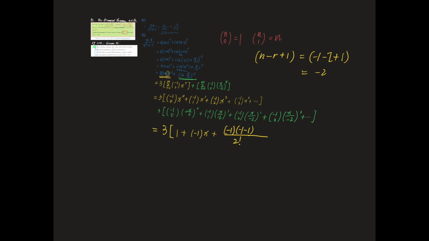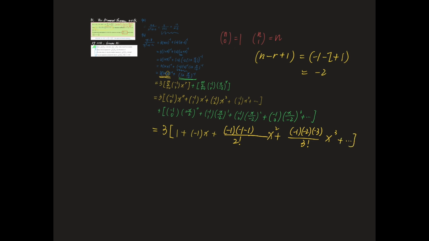Okay, and then the same thing for the next one. So you can do it by yourself. Just do it quickly here. So the next one becomes, oops, this one I need to times x to the power 2. So don't forget that. So -1 choose 3 becomes -1 times -2 times -3 and divide by 3 factorial and x to the power 3.